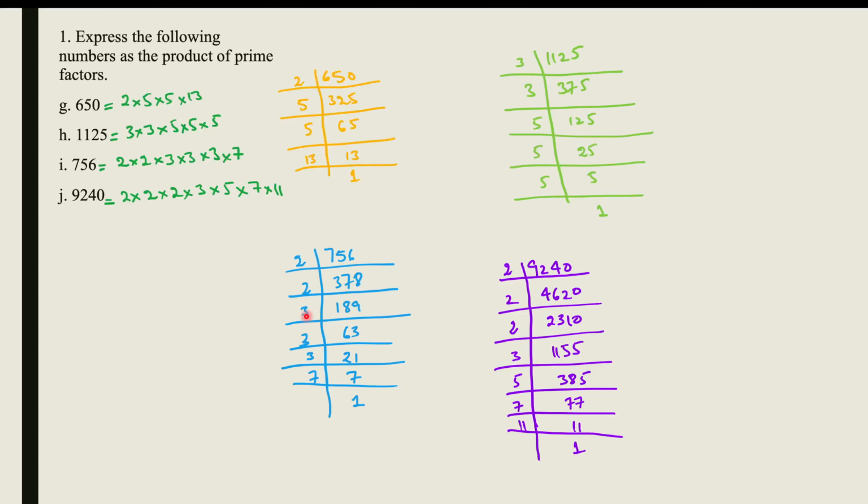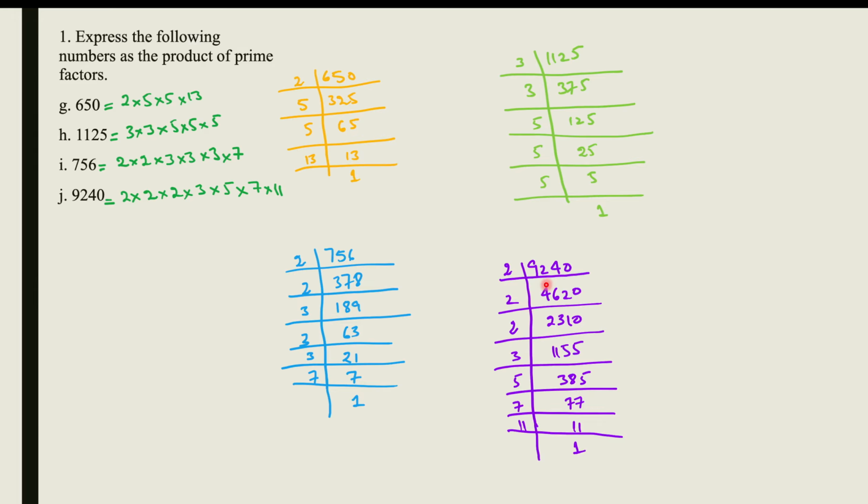3 multiplied by 63 is equal to 189. 3 multiplied by 21 is equal to 63. 3 multiplied by 7 is equal to 21, and 7 being a prime number, having only 2 factors, 1 and itself, so we use 7 multiplied by 1 is equal to 7.